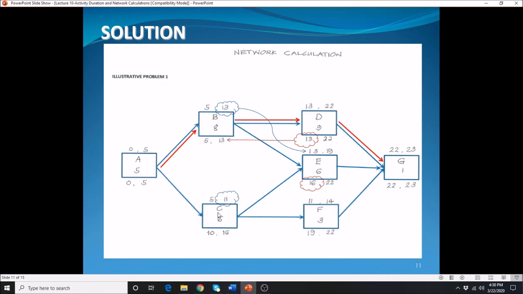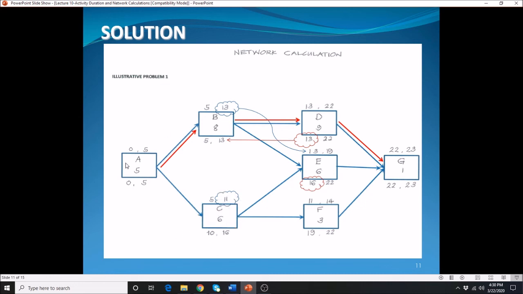Take a look at your C as well. C is connected by two given lines. Okay, so we are going to choose between the late start of your F and the late start of your E. Whichever is the minimum between the two, that's the value that you're going to carry over backward. So in this case, the minimum between 16 and 19 is 16. That's why you carry over here your 16. 16 minus 6, that will give you 10.